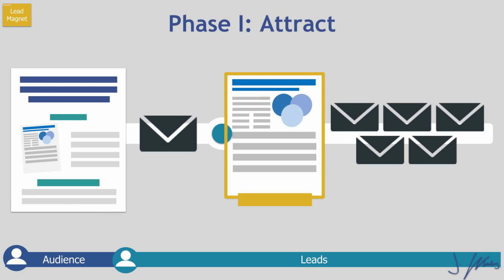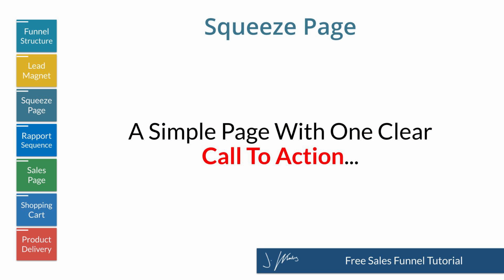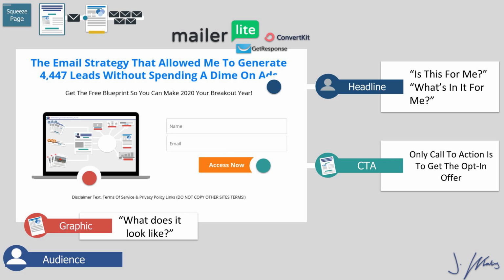Now, once we have an idea of what our lead magnet is, we can go to the next step, which is going to be building our squeeze page. And we're going to be using MailerLite to do this. And all a squeeze page is, is a simple page on your site with a clear call to action. Enter your name and email to get the lead magnet. That's as complex as this page needs to be. So this is the page we're actually going to be putting together inside of MailerLite in a moment.